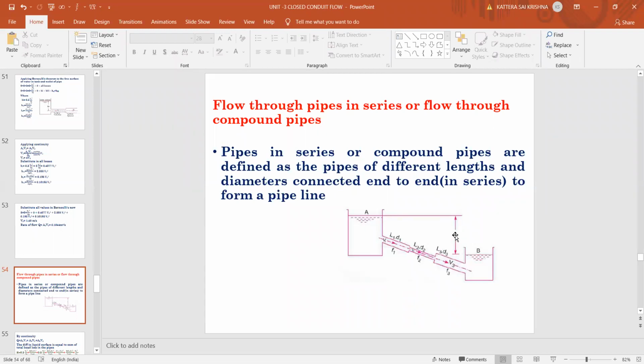This is H. H means the difference of water level here. How does the H difference come? Because of the losses happening in the pipe, there will be a head difference. So H is equal to all the losses happening here. It may be minor losses or major losses. Always we know major loss will be only the frictional loss, while coming to minor losses, there are 7 types. Already we have seen that, right?